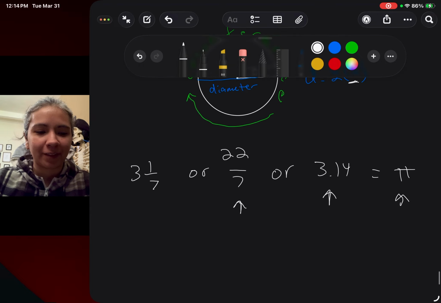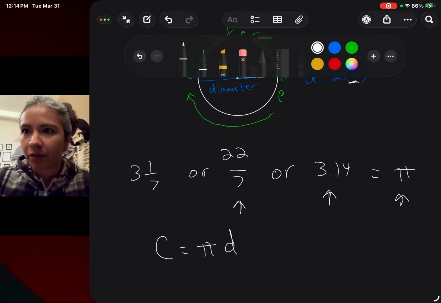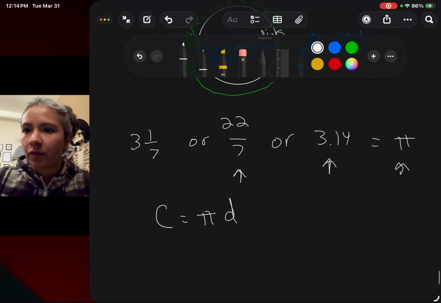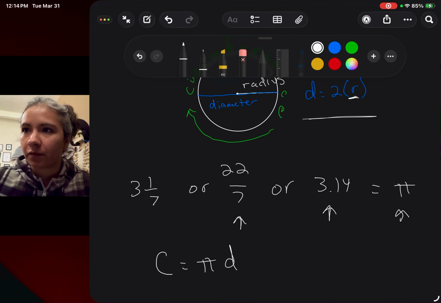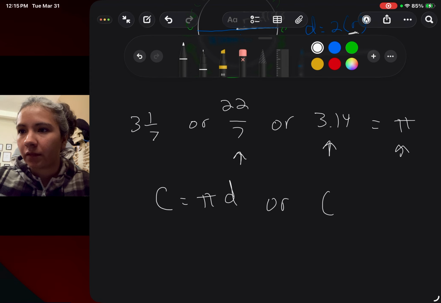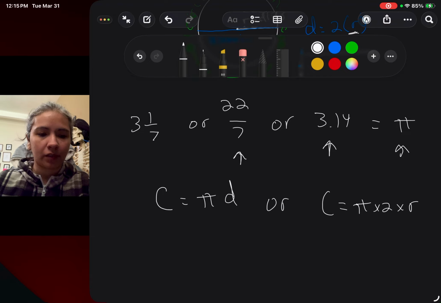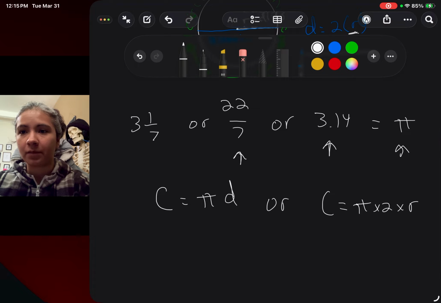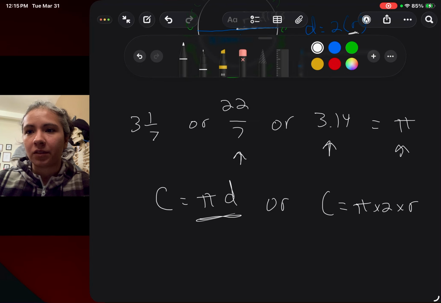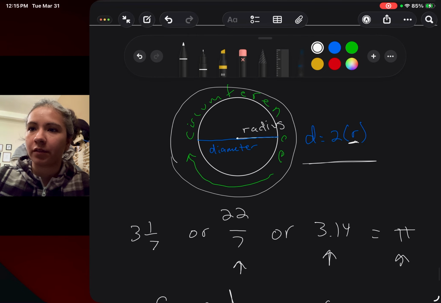So let's go back to circumference. Now we can write the circumference of a circle is equal to pi times diameter, which we know is also 2 times the radius, so you could also put it in that form, pi times 2 times the radius. Those will give you the same thing, because the pi comes from all of the mathematicians investigating how many diameters. So that's why it's pi times d, and we know that 2 times the radius is the diameter.